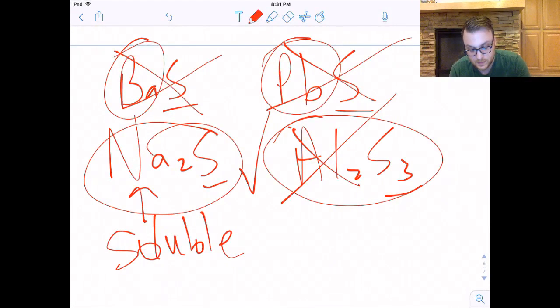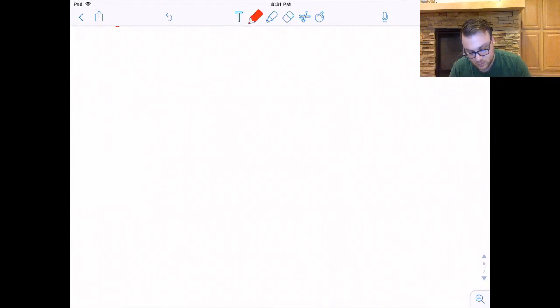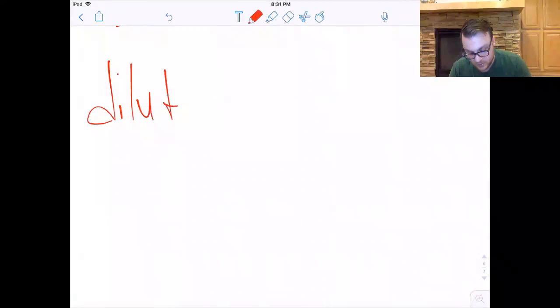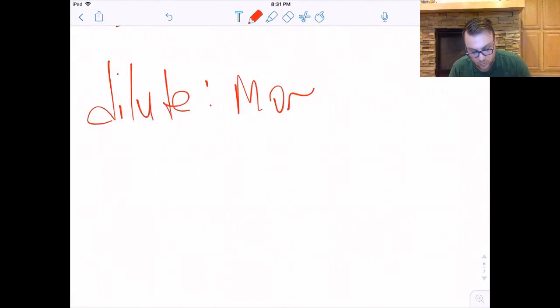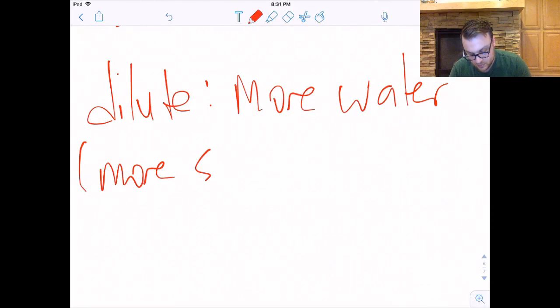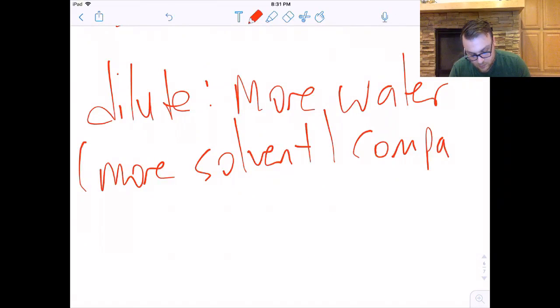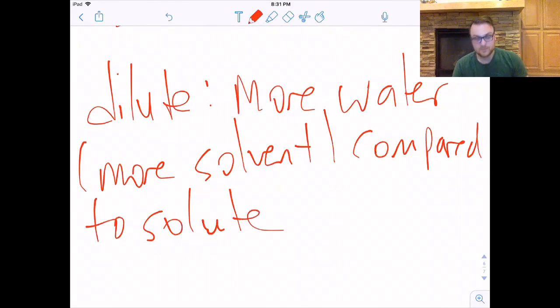All right. Concentrated versus dilute. Dilute means you tend to have more water or more solvent compared to your solute. So if you're dissolving salt in a big gallon container of water and you just throw in a few sprinkles, that gallon of water will probably still taste like water.